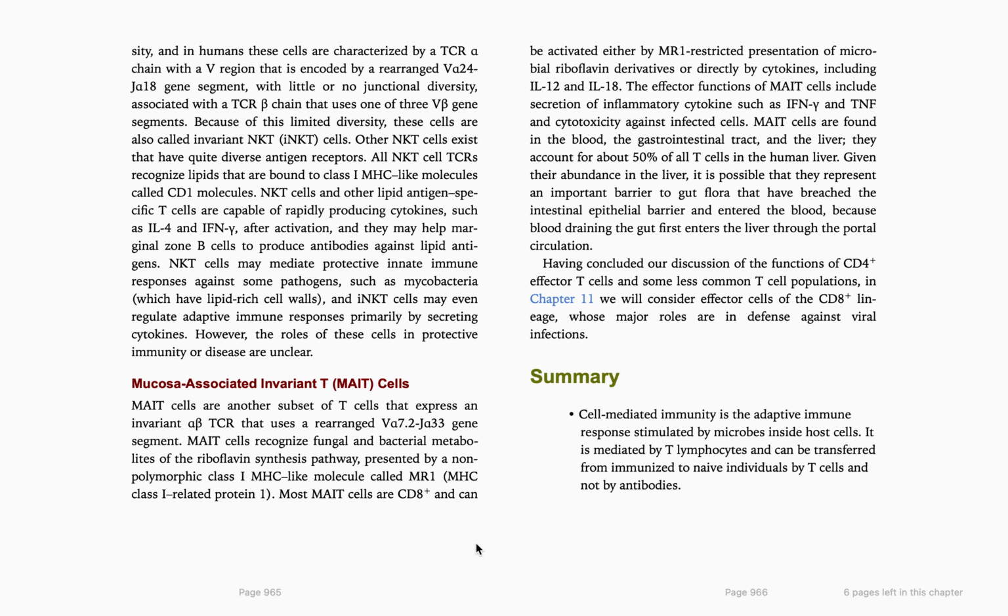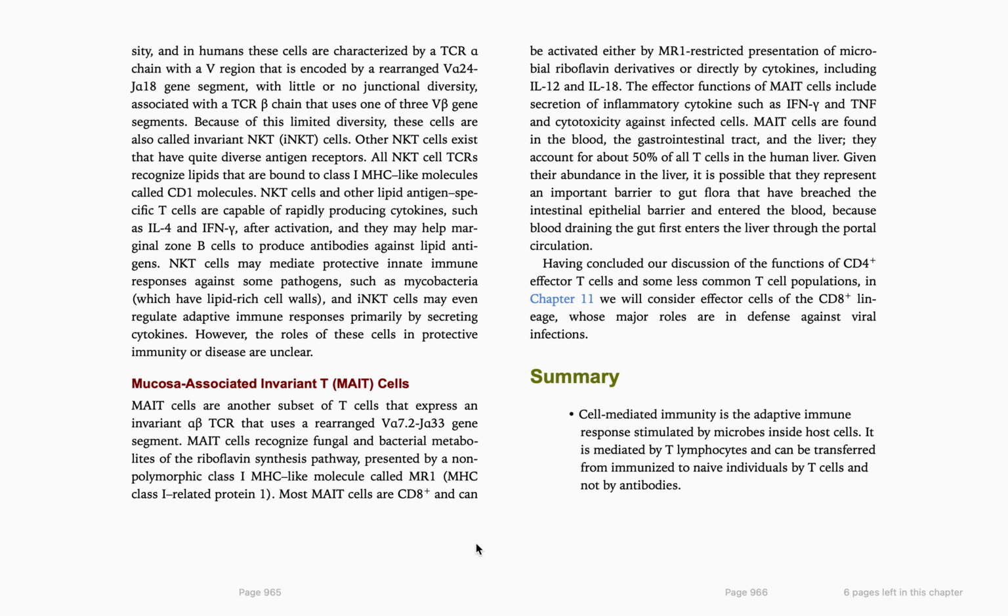Natural killer T cells may mediate protective innate immune response against some pathogens such as mycobacteria, which have lipid-rich cell walls. And invariant natural killer cells may even regulate adaptive immune response primarily by secreting cytokines. However, the role of these cells in protective immunity or disease is unclear.